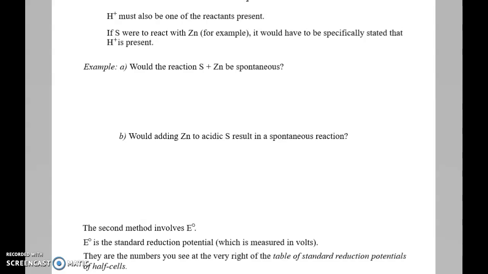So if you look on the table, you'll find sulfur on the left side of the table, which means that it is the oxidizing agent. And you'll find zinc on the lower right of the table, which means that it's a reducing agent. Now, since sulfur is higher up on the table than zinc, technically you would think that this reaction is spontaneous.